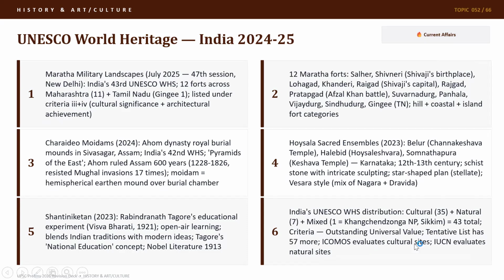ICOMOS actually evaluates cultural sites, IUCN evaluates natural sites. So basically, a country makes applications for various sites through different criteria which are listed. For example, criteria 3 and 4, which were listed here. And then there are different bodies which make decisions on those criteria. So for cultural sites, ICOMOS would be the deciding body, and for natural sites, IUCN would be the deciding body. And there are also tentative lists or applications for 57 more sites apart from the 43 which are already there.